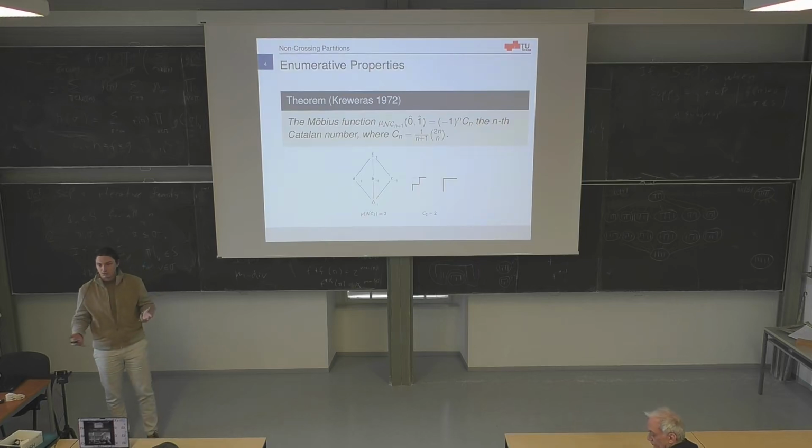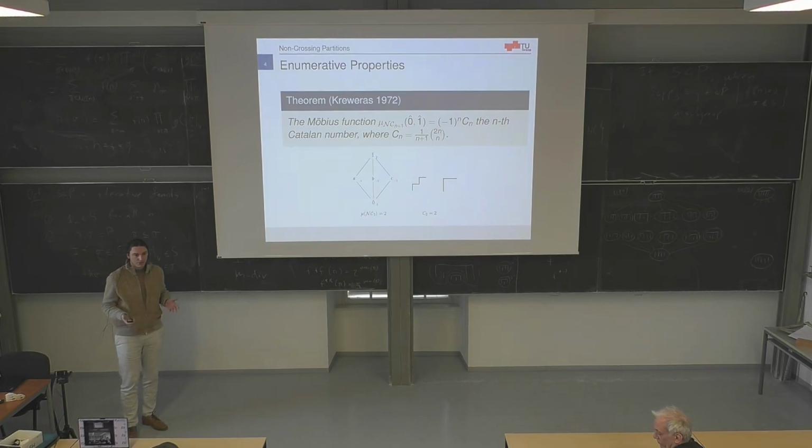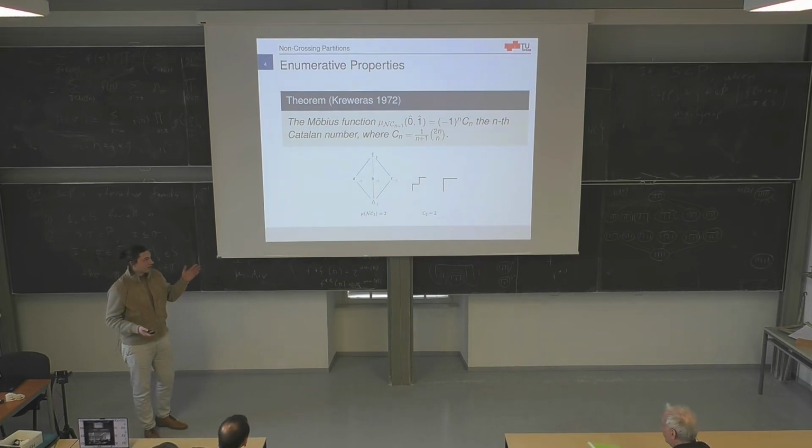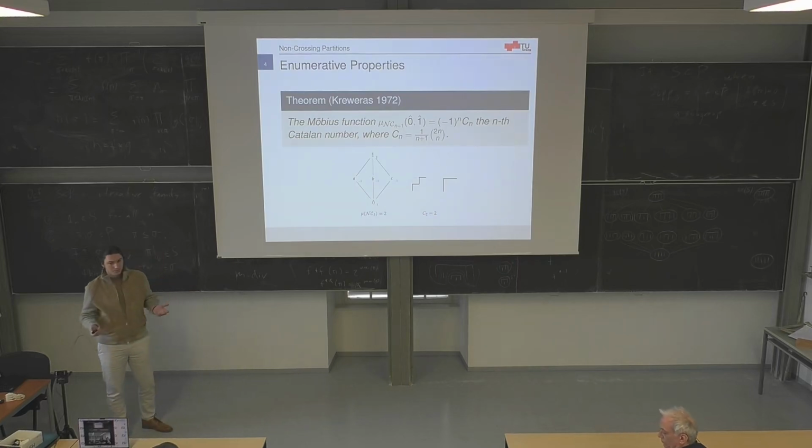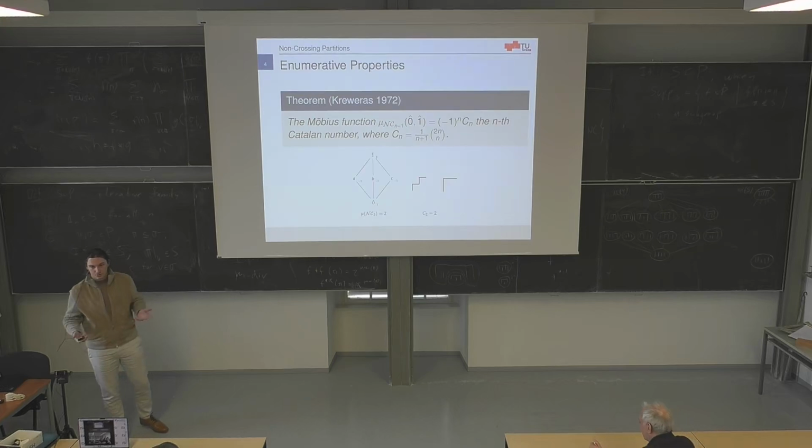First, we can compute the Möbius function, and the Möbius function of the lattice of non-crossing partitions is given up to the sign by Catalan numbers, which also count the number of unique Dyck paths. I've illustrated them here. And that's my first enumerative property we are going to generalize.